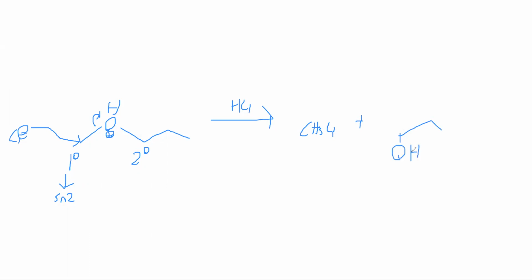So I could go over a lot of examples of this, but just look at both sides of the ether. If one of them is tertiary, it's probably going to do the SN1 mechanism. If one of them is primary, it'll probably do SN2. I don't think they're going to do something that's supposed to be a trick question, so it's probably going to be obvious. And that's all ethers can do.